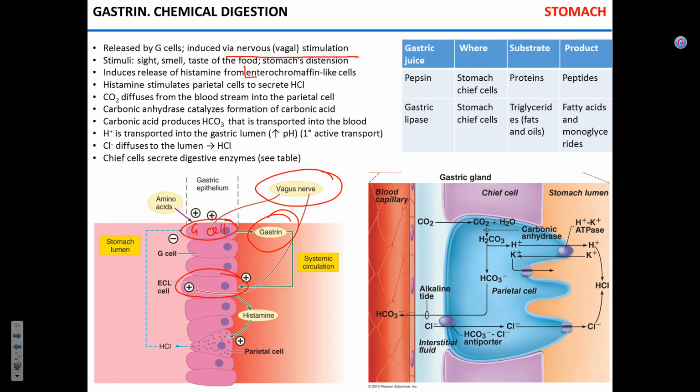Now gastrin enters the circulation and eventually reaches the ECL cell. ECL stands for enterochromaffin-like. I don't care what it stands for. Remember the acronym, ECL cells. ECL cells produce histamine. Histamine acts on the parietal cell, and the parietal cell secretes hydrochloric acid. Does that make sense? Quick question.